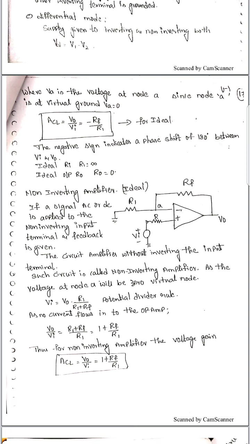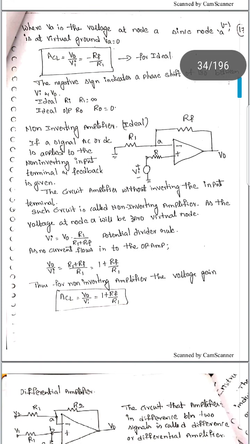where Va is the voltage at node A. Since node A is virtual ground, Va is equal to 0. ACL is equal to V0 by Vi, that is equal to minus Rf by R1. This is for ideal. The negative sign indicates the phase shift of 180 degrees between Vi and V0. Then ideal input resistance Ri is equal to infinity. Ideal output resistance R0 is equal to 0.